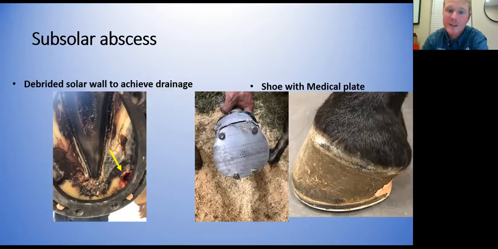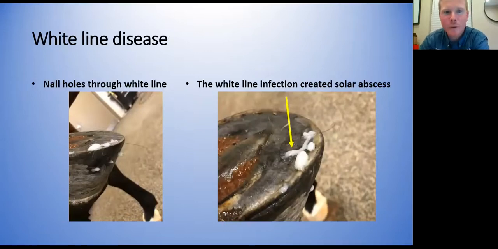And also the nice thing about the shoe is once you remove the plate, you can keep the shoe, and so the horse can go back to performance. Unfortunately, we talked about this already on the first slide, but this is a case of white line disease that created a subsolar abscess.